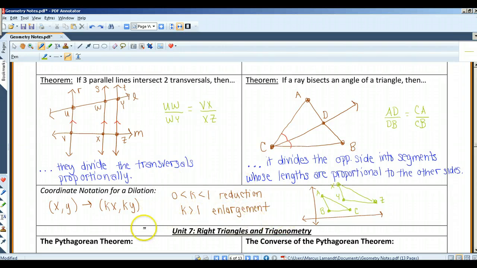Coordinate notation for a dilation: you can describe a dilation with respect to the origin with the notation (x, y) to (kx, ky), where k is the scale factor of the dilation. If k is in between 0 and 1, you're going to get a reduction. Basically, the image is going to be smaller than the original figure. If k is bigger than 1, you're going to get an enlargement, like over here, where the image is bigger than the original figure. Alright, and that's all for Unit 6.